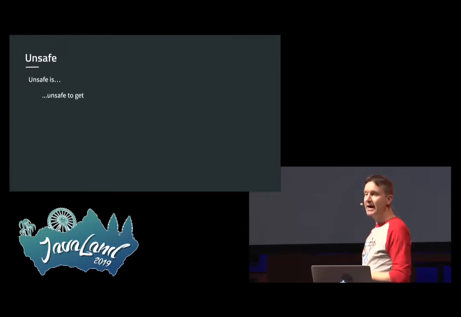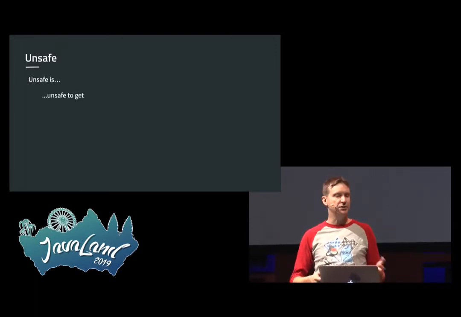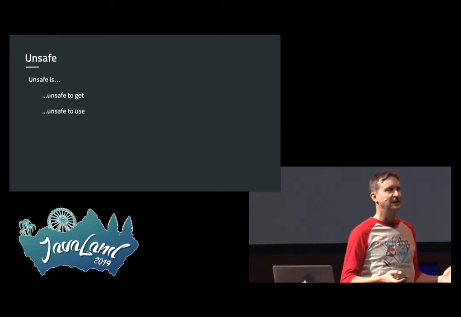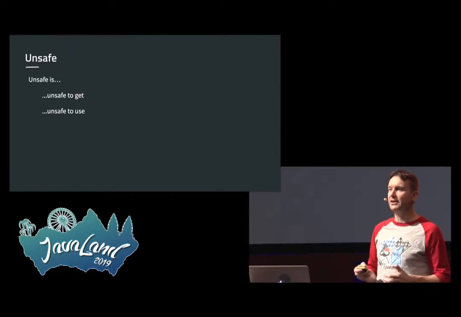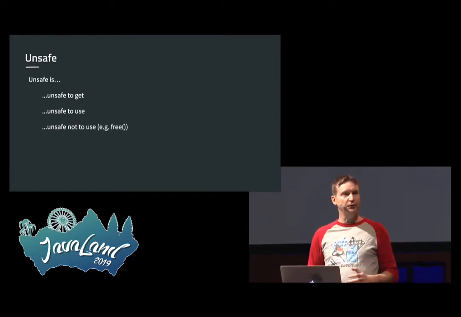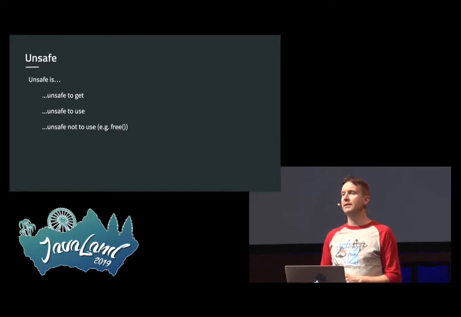Unsafe, on the other hand, is unsafe to get because it varies depending on what Java version you have. Unsafe is unsafe to use because there is no checking of addressing. Unsafe is also unsafe not to use. For example, if you forget to call free, you have a memory leak. That memory will never be regained in your JVM. You have to exit your JVM in order to get that memory back.